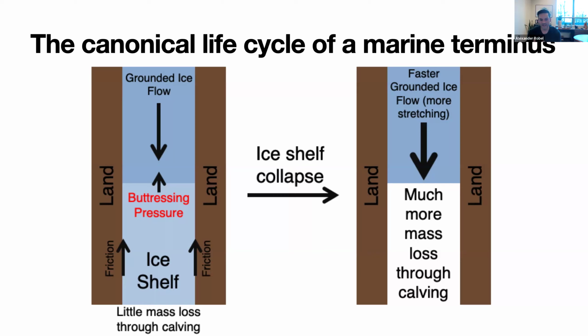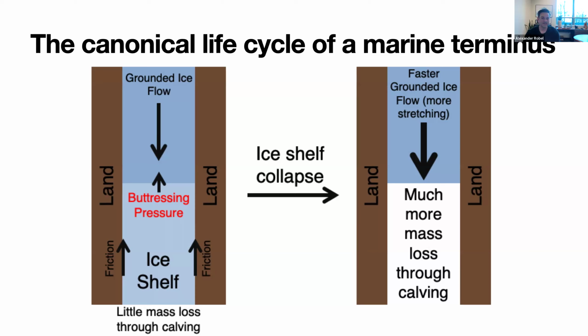But that floating ice, because it is rubbing against confining land or slower flowing ice at the edges, there's friction being exerted on it. And so it exerts a buttressing force back on the grounded ice upstream, right? And so at the edge of this ice shelf, there's relatively little mass loss due to calving from the floating part of the ice shelf.